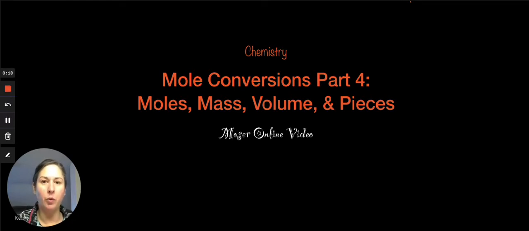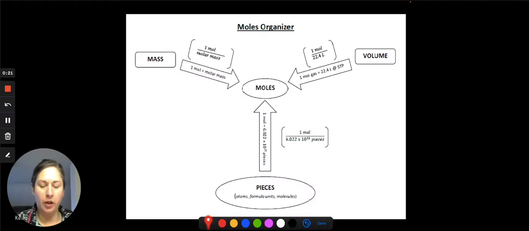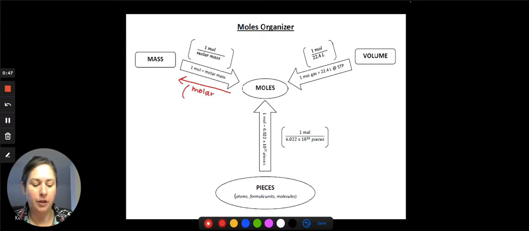And so here we have this mole organizer. On the mole organizer we have mass, moles, pieces, and volume. We know that the direction the arrow goes corresponds to whatever the conversion factor is. Remember, if we go in the opposite direction, I'm going to just flip my conversion factor, and so I would have molar mass on the top per 1 mole on the bottom. And that goes for all of these. Whatever you do in the reverse direction, you would just reverse the conversion factor.